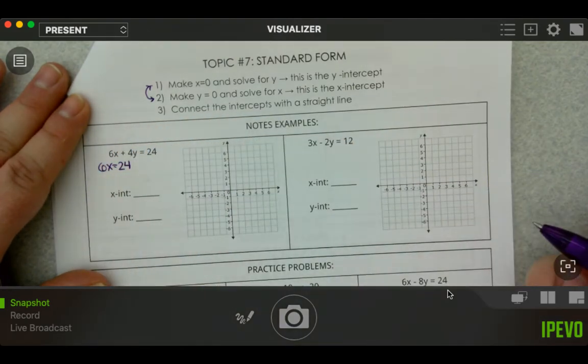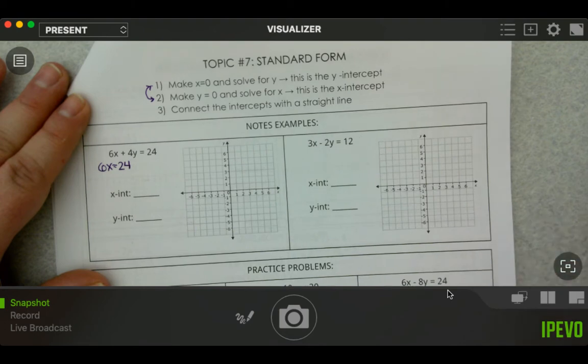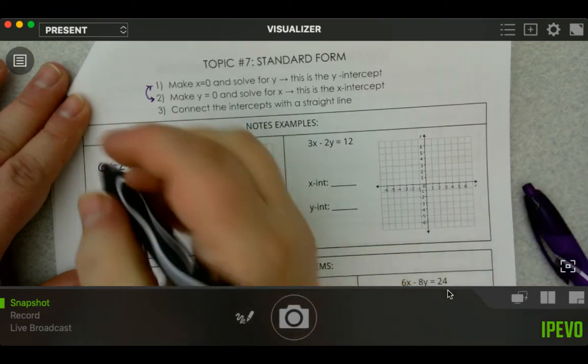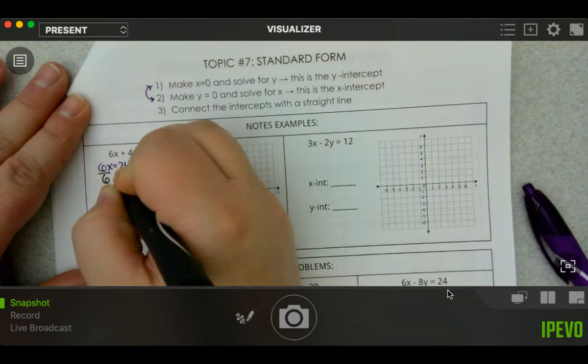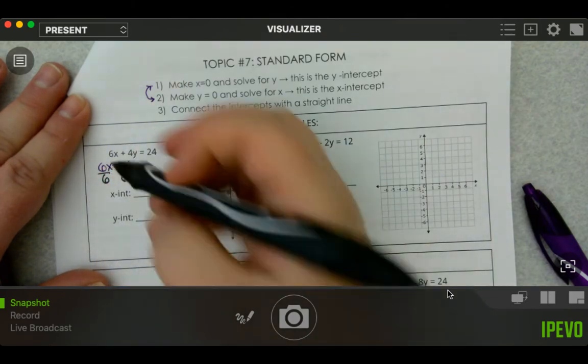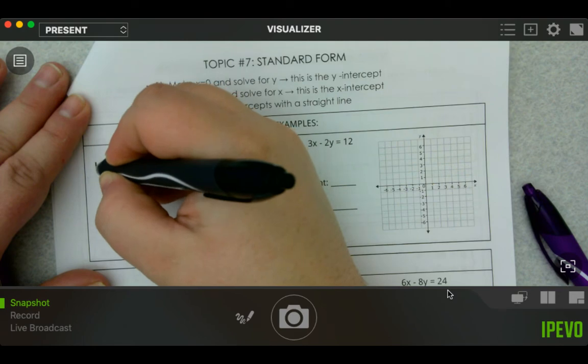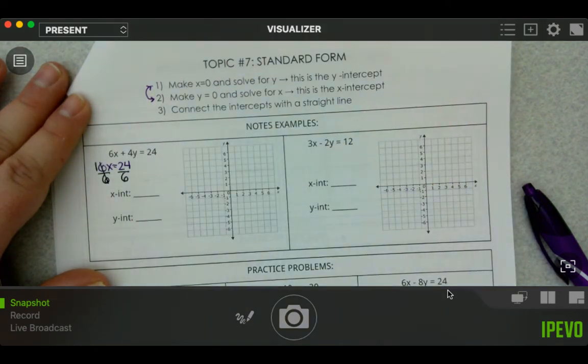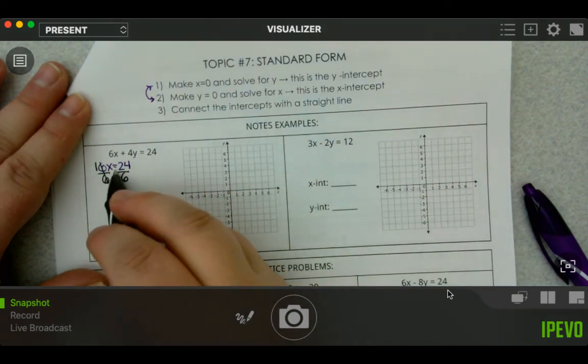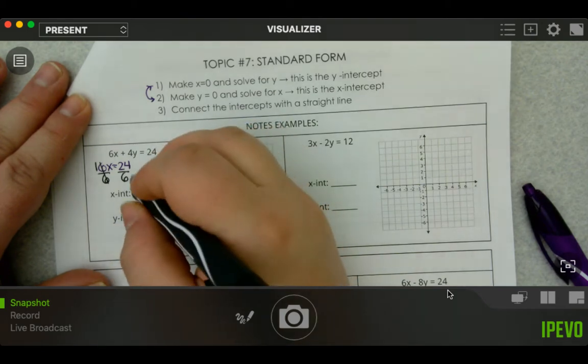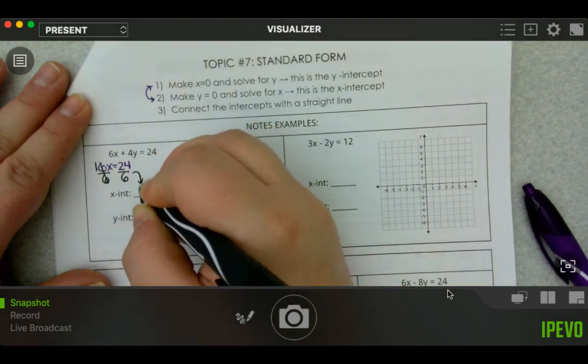And what I need to do is solve for x. How do I get rid of a 6 in front of the x? I divide by it. Because 6 divided by 6 is just 1. So I have 1x basically. And 1x equals 24 divided by 6, which is 4.